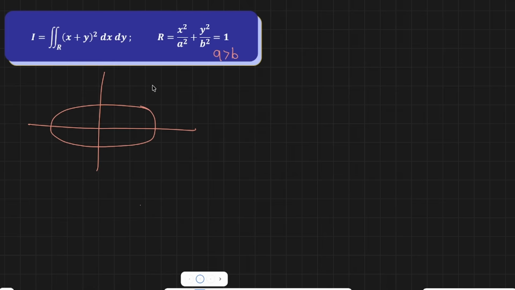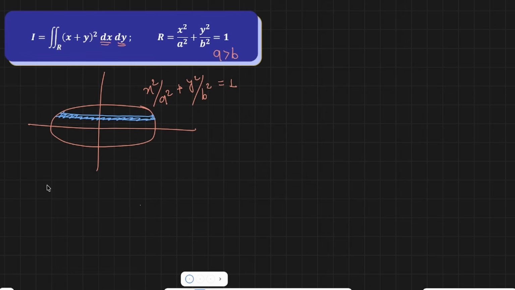This is the ellipse, and it is x square upon a square plus y square upon b square equals 1. Here it is given dx dy. So if it is given dx, then I will take the strip parallel to the x-axis. So from here to here, because I am just covering the whole ellipse.